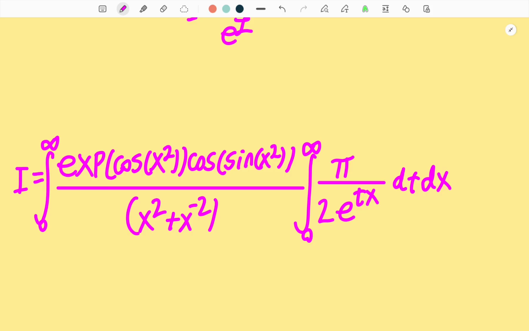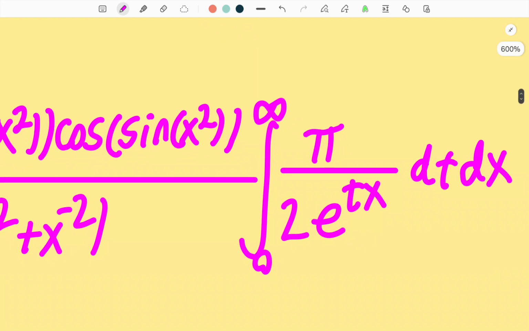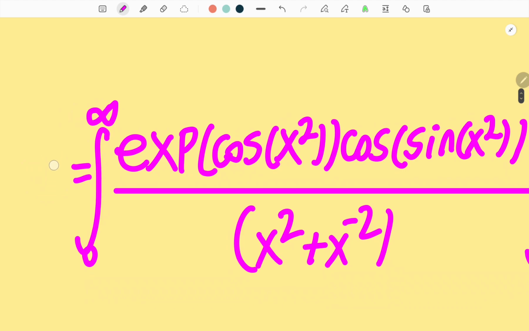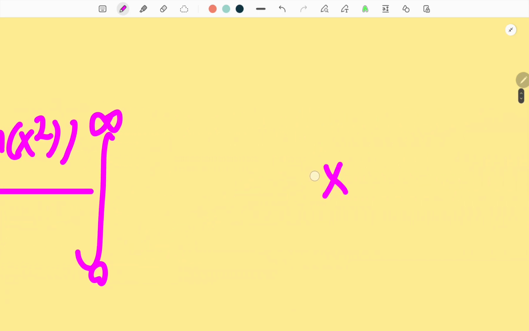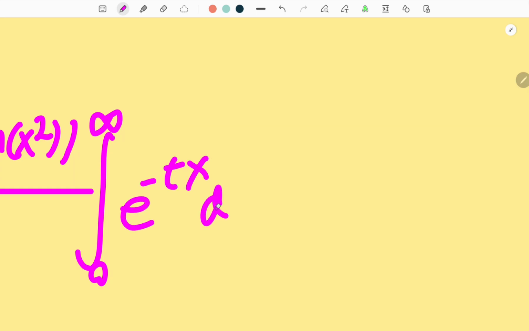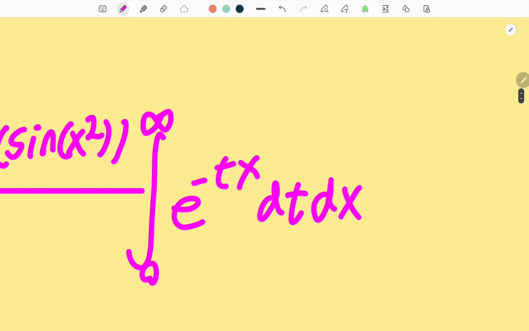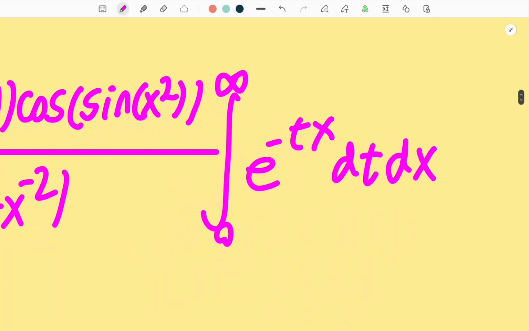Okay, so what we can do, the first thing we can do, is take this pi over 2 outside of the integral. So I now equals pi over 2 times this integral, but now we have to take this one out, and I'll actually write it as e to the negative tx now. dt dx. There we go. Now, this integral is actually pretty easy compared to the last one. It was a little bit of a process.